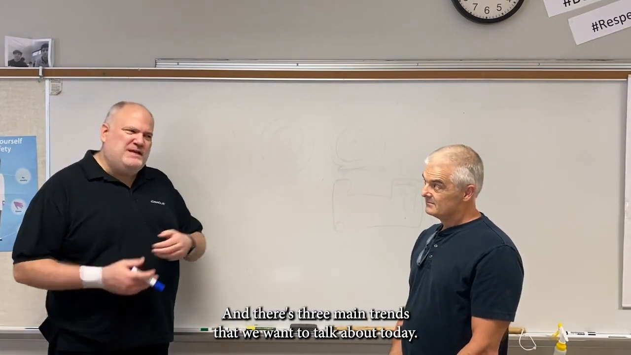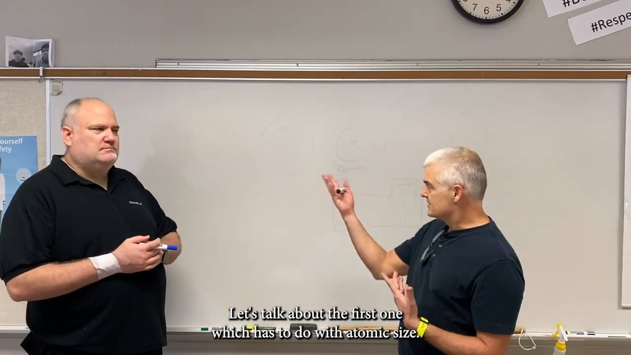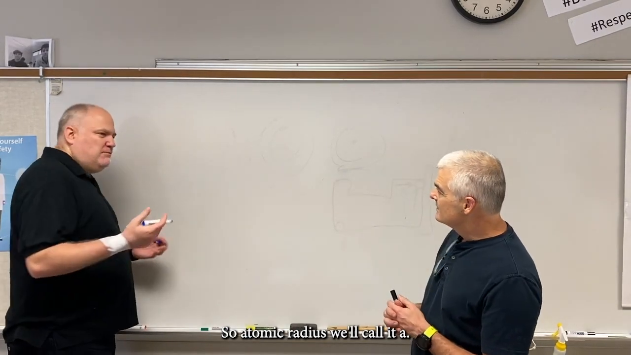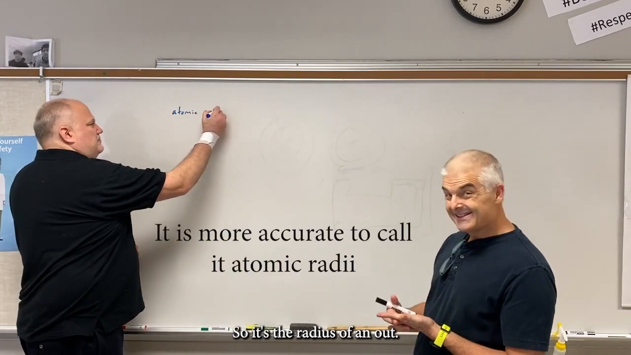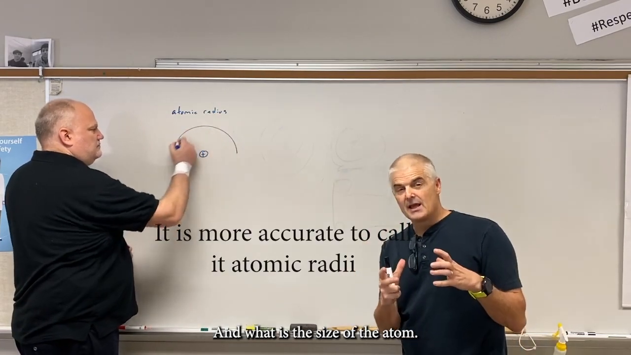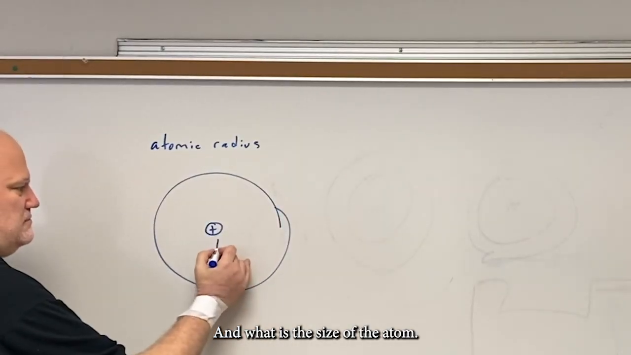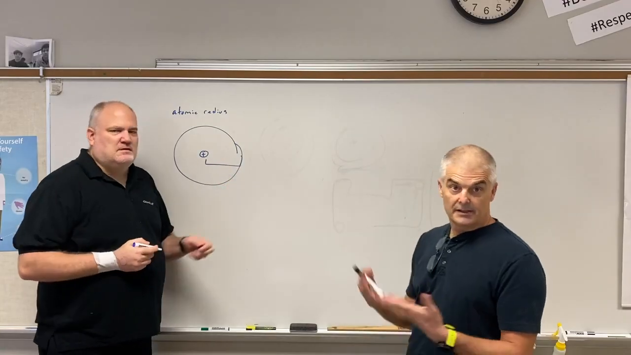And there's three main trends that we want to talk about today, right? Let's talk about the first one, which has to do with atomic size. So atomic radius, we'll call it. Yeah, radius actually. So it's the radius of an atom. Think of an atom as a sphere, and what is the size of the atom? And we measure it by the radii of that atom.